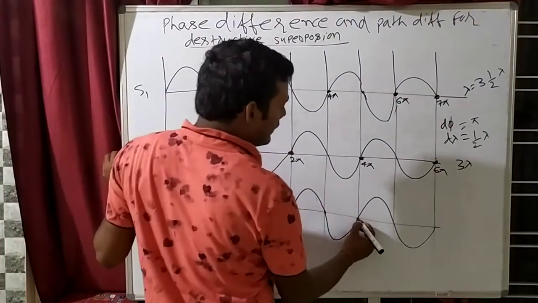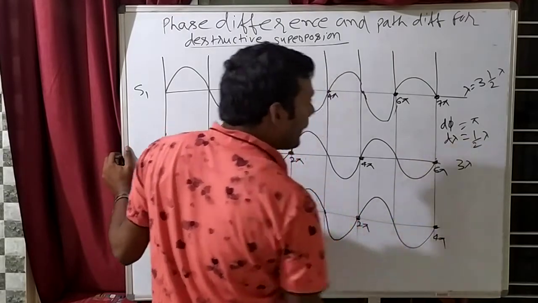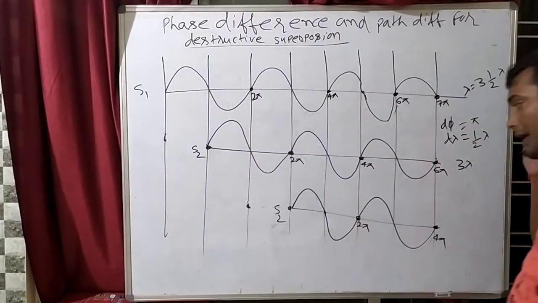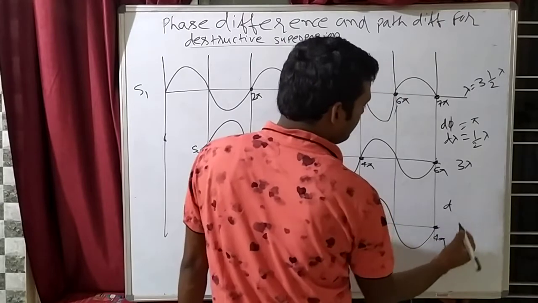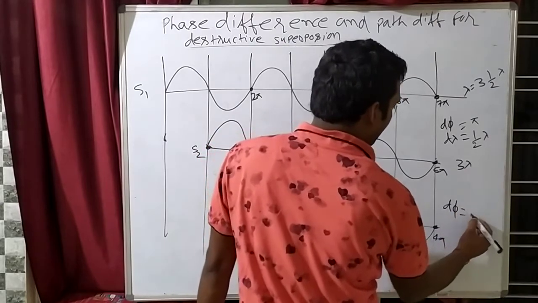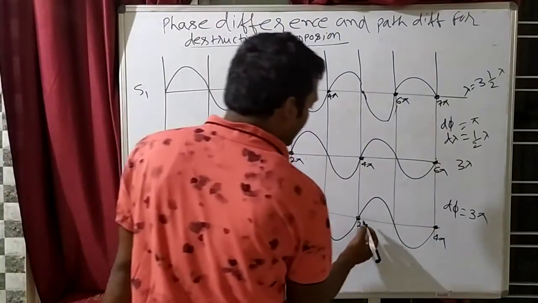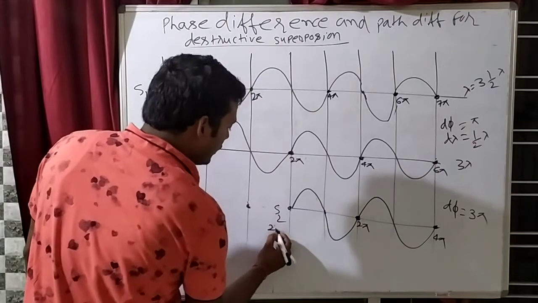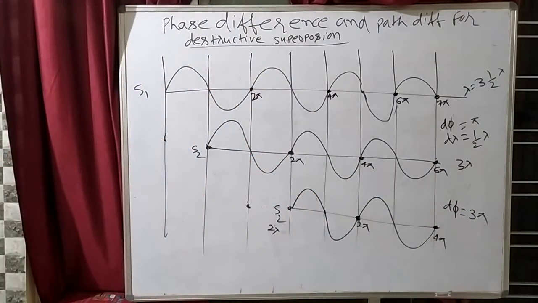Again count here. This is 2 pi, this is 4 pi. Here is 7 pi. 7 pi minus 4 pi, what will be this? So delta phi will become equal to 3 pi. And what will be delta lambda? Count it. This is lambda, 2 lambda. So this is how much? 2 lambda. And this one is how much? 3 and half lambda. So what will be this?